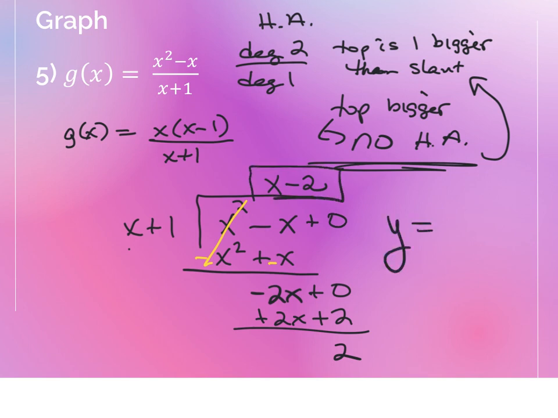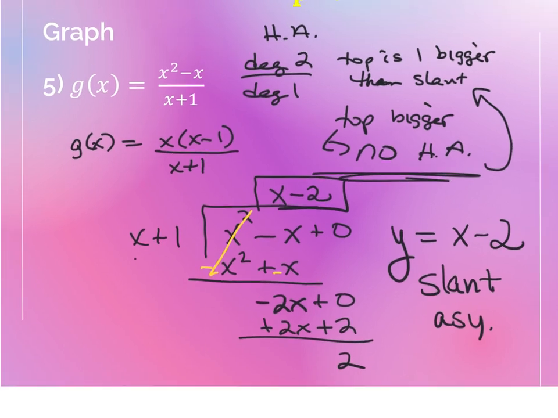And my equation for my slant asymptote is y equals x minus 2. You might also see this referred to as an oblique asymptote, but just know this is our slant asymptote. So now let's go back. So we don't have a horizontal, we've got a slant, and we also have a vertical asymptote.